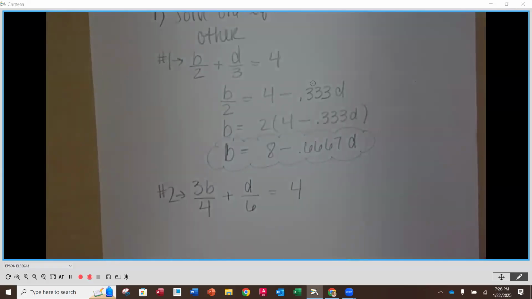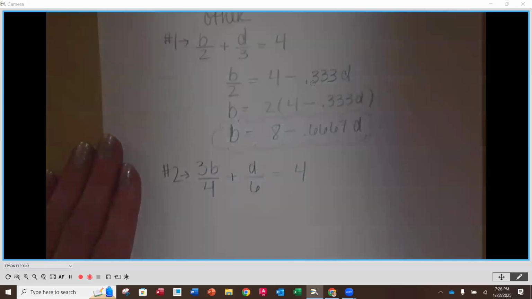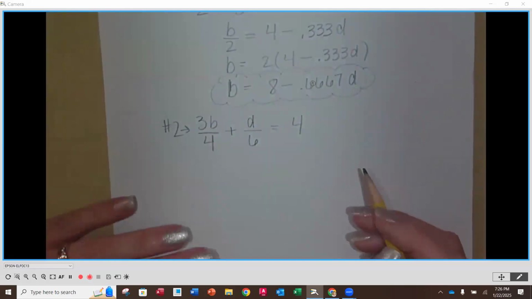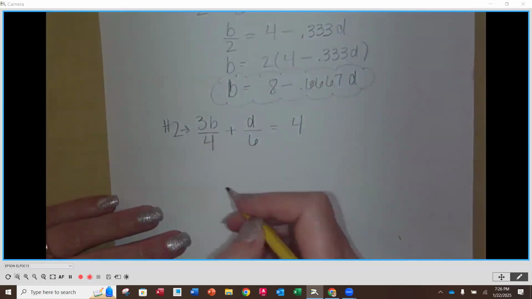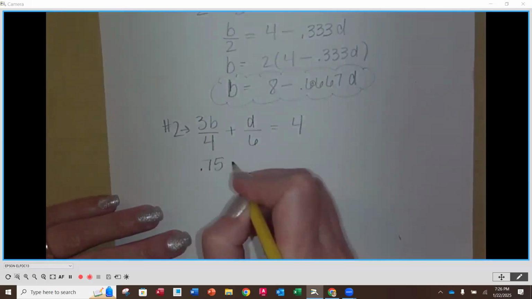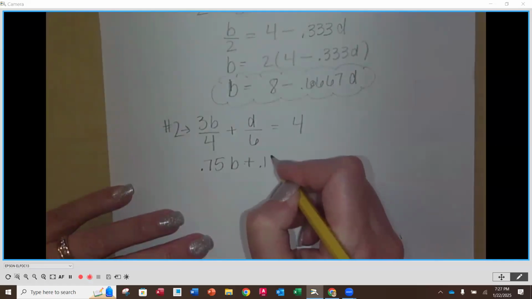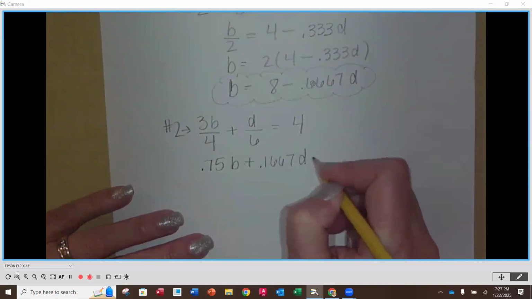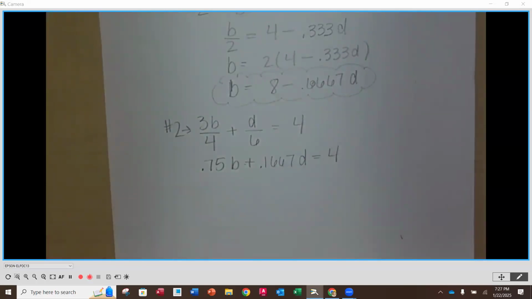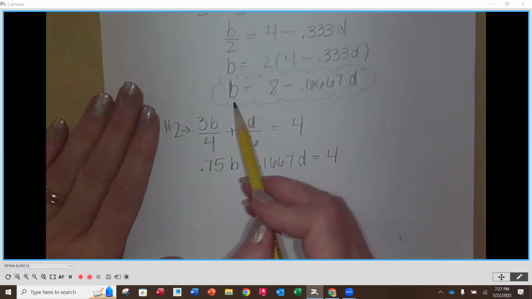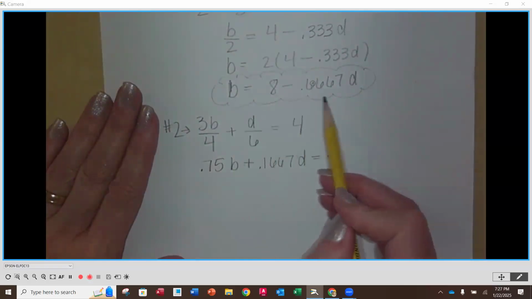What I'm going to do is change these to decimals so that they're, in my mind, easier to work with, but again holding enough decimals that it's not going to adversely affect my final answer. So I'm going to switch this to 0.75b plus, now the decimal equivalent of 1/6 is 0.1667d is equal to 4. Okay, so now I have my 2 unknowns, but I know that b is equal to this.